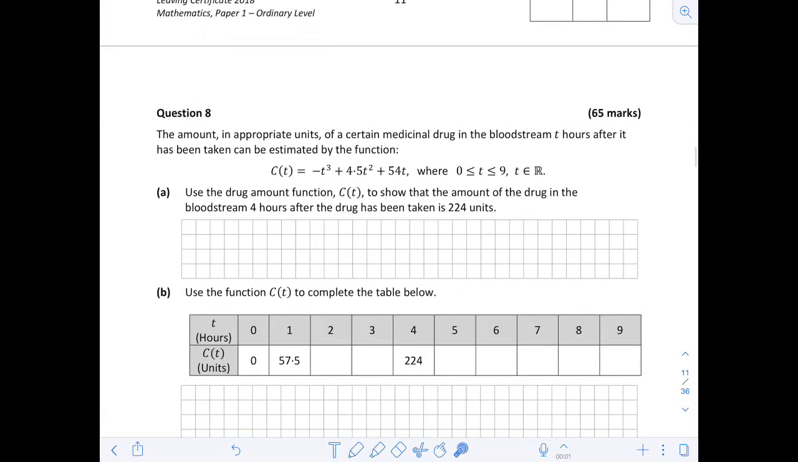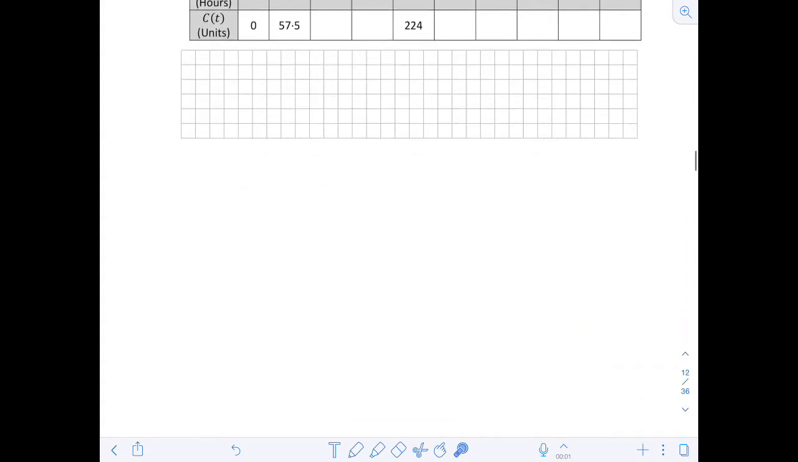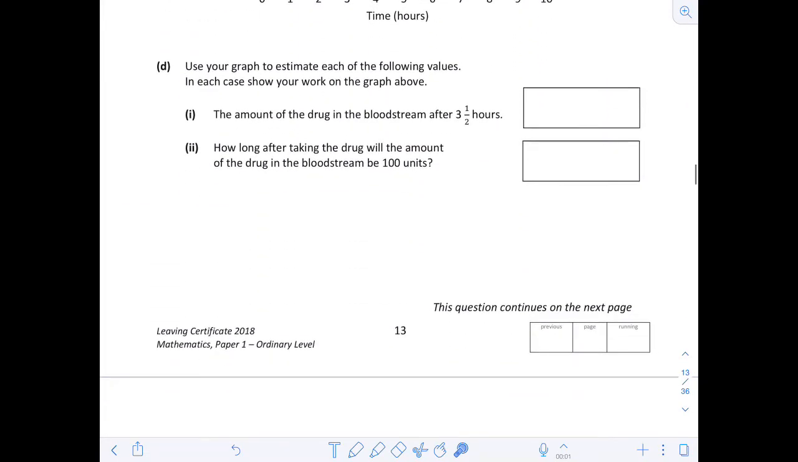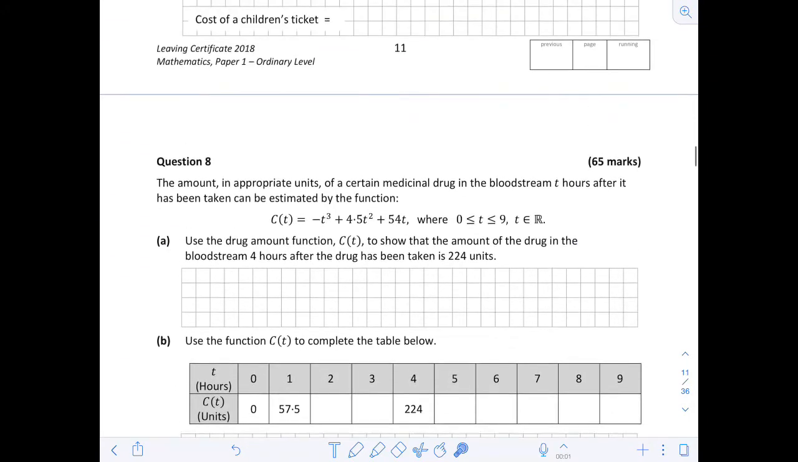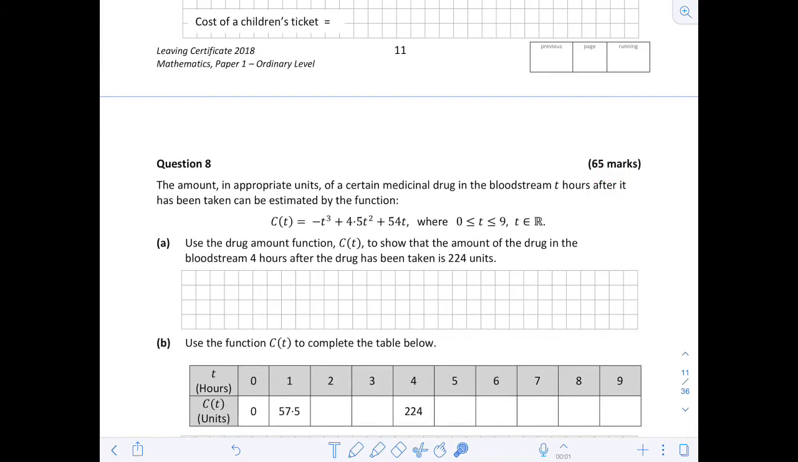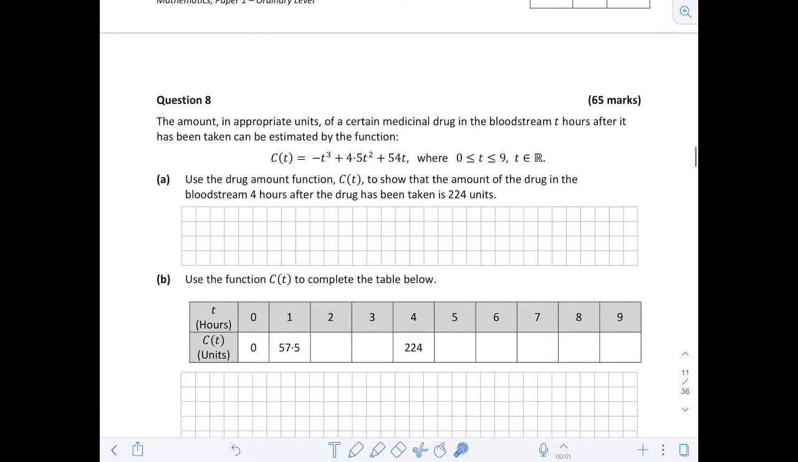So let's read through this. The amount in appropriate units of a certain medicinal drug in the bloodstream T hours after it has been taken can be estimated by the function. So we have a function here. So we're in a functions question, guys. That means it's highly likely that somewhere in the entire of question 8, you will be asked to differentiate. Looks like a really long question. It is 65 marks after all. So that's maybe 2.5 times your average 25 mark question.